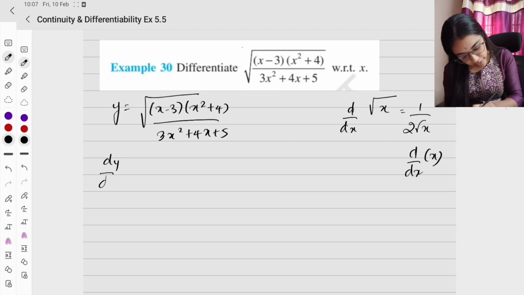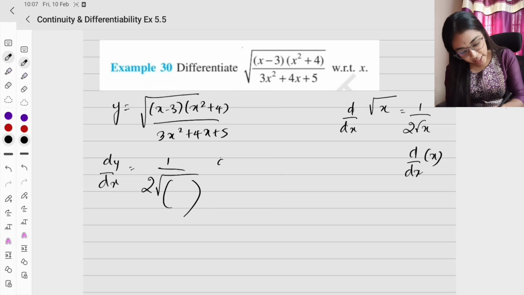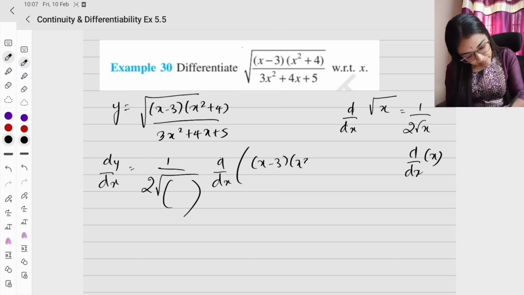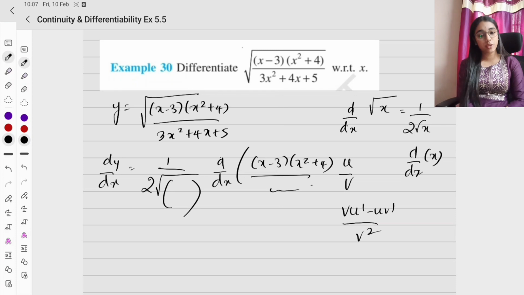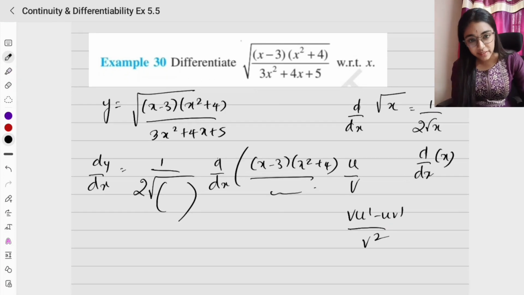When you do dy by dx on both sides, what happens here? It becomes 1 divided by 2 root of whatever the function that you have inside. Then you have to do d by dx of the particular function. So in that, x square plus 4 divided by whatever is the denominator. Then what is your next step? In that u by v form, you have to do v u dash minus u v dash divided by v square. So it is going to be a very, very long process. And it is very, very time consuming. So that's why we depend on logarithmic functions.